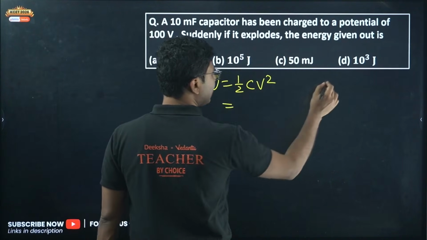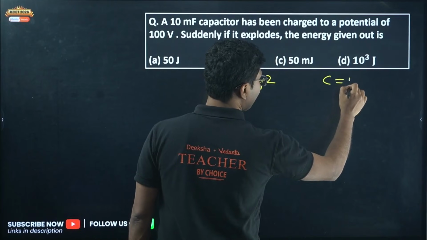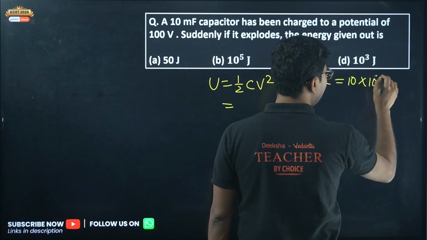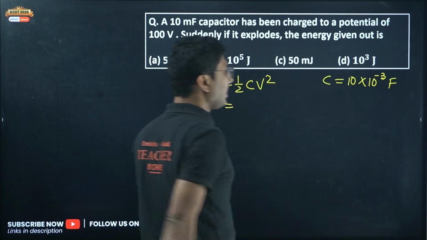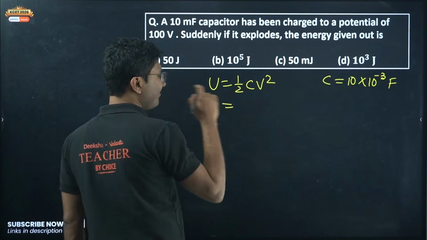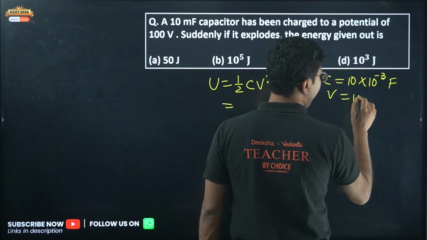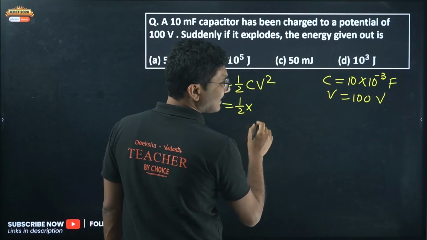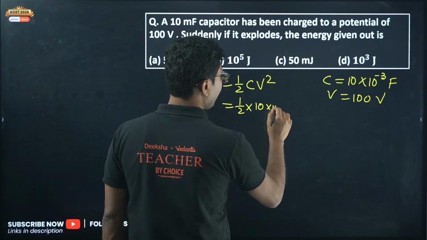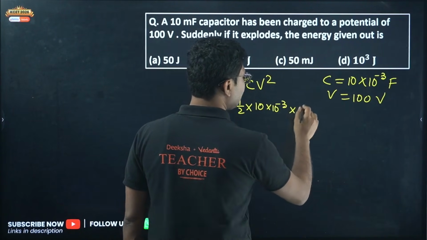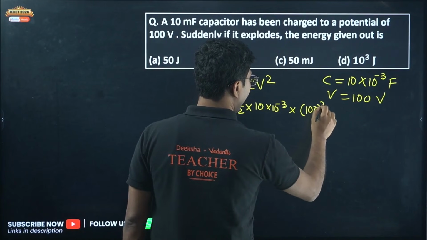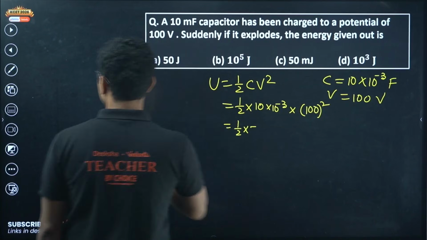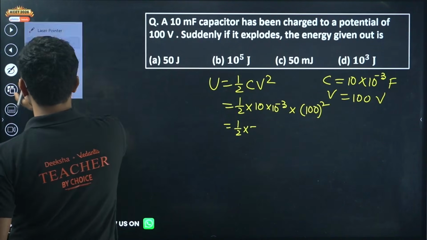C here is 10 millifarad. I am not sure whether it is milli or micro. Let's start with millifarad only. Milli means 10 to the power of minus 3, so C is 10 to the power of minus 3. V is 100 volt. Let's see if I get an answer or not. So half C is 10 into 10 to the power of minus 3, and V square means 100 square.